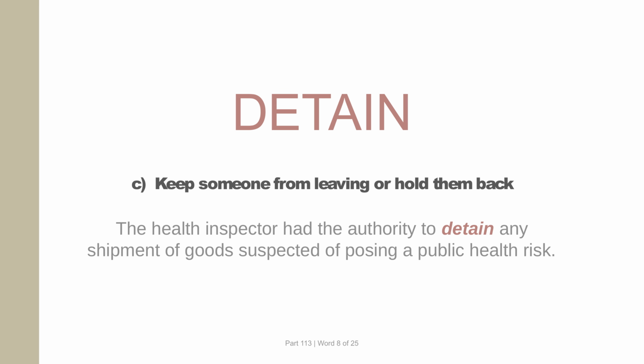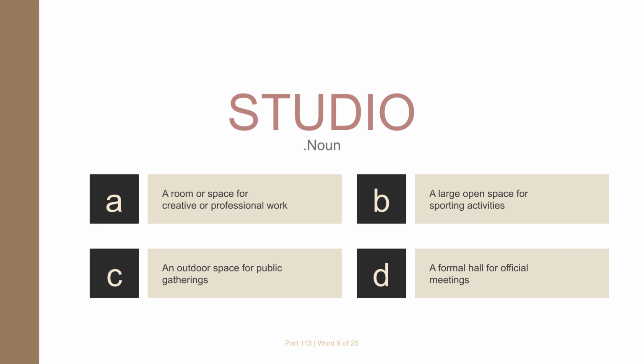Question 9. What is the meaning of studio? Option A. A room or space for creative or professional work. Option B. A large open space for sporting activities. Option C. An outdoor space for public gatherings. Option D. A formal hall for official meetings.